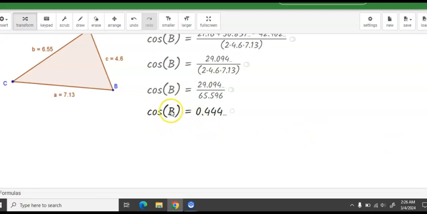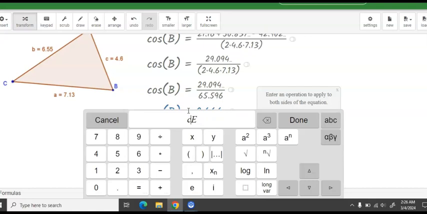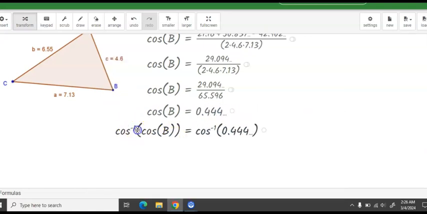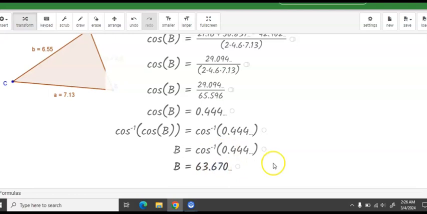To get the angle B, we are going to do inverse cosine to both sides. So if I do inverse cosine of cosine, it cancels out, gives you B. And the inverse cosine of the decimal number turns it back into an angle. So we get the angle to be approximately 63.670 degrees. If you have any questions on any of the problems, I'll take those questions.